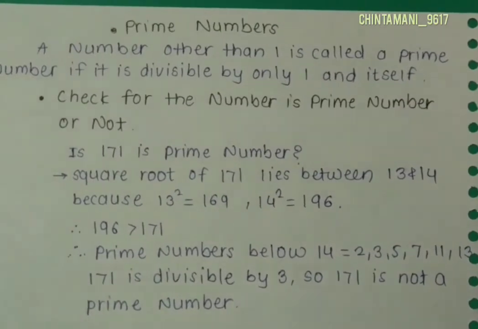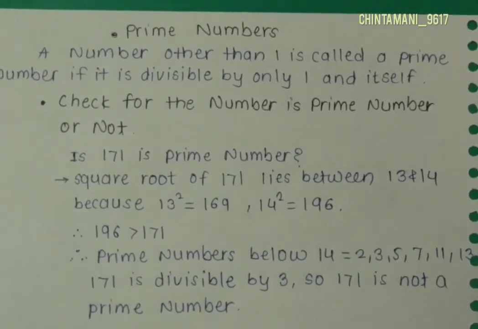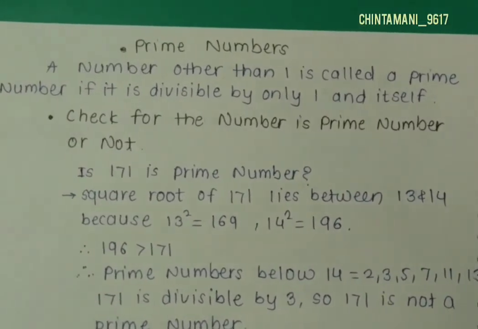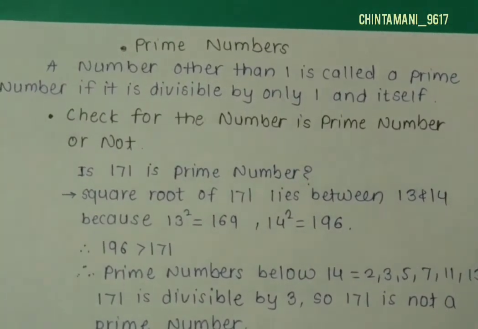So now continuing forward, prime numbers. A number other than 1 is called a prime number if it is divisible by only 1 and itself, like 2, 3, 5, 7, etc.